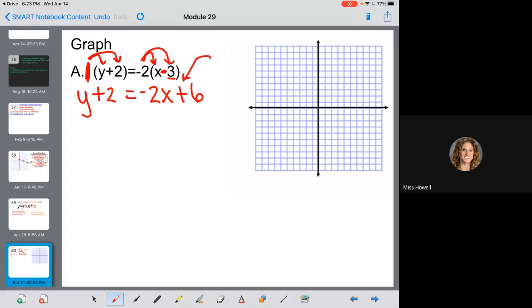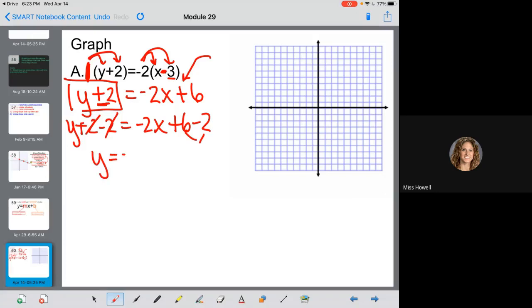All right, our next step here would be, I want to solve over here for this variable y by removing this plus 2. So we're going to subtract 2 from both sides. So we have y plus 2 minus 2 equals our negative 2x plus 6 minus 2. These are like terms, they can go together. So we end up with y equals negative 2x plus 4.